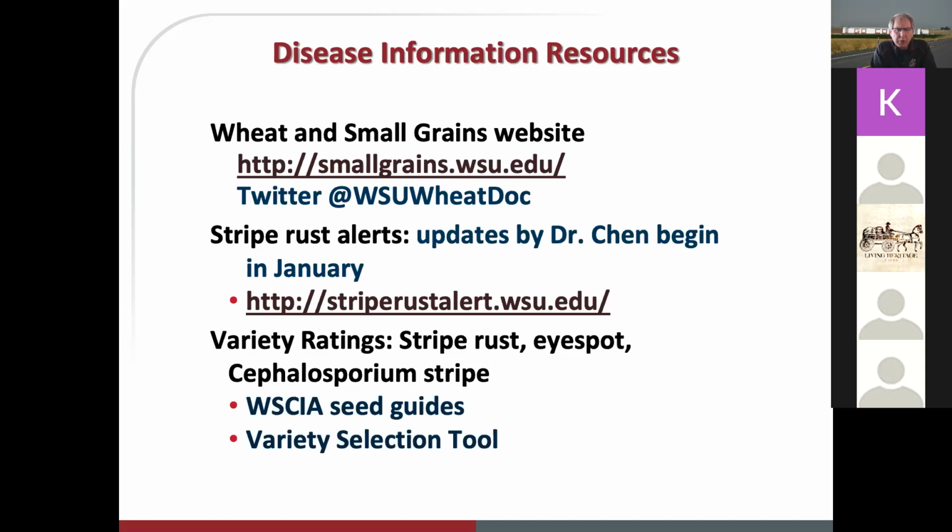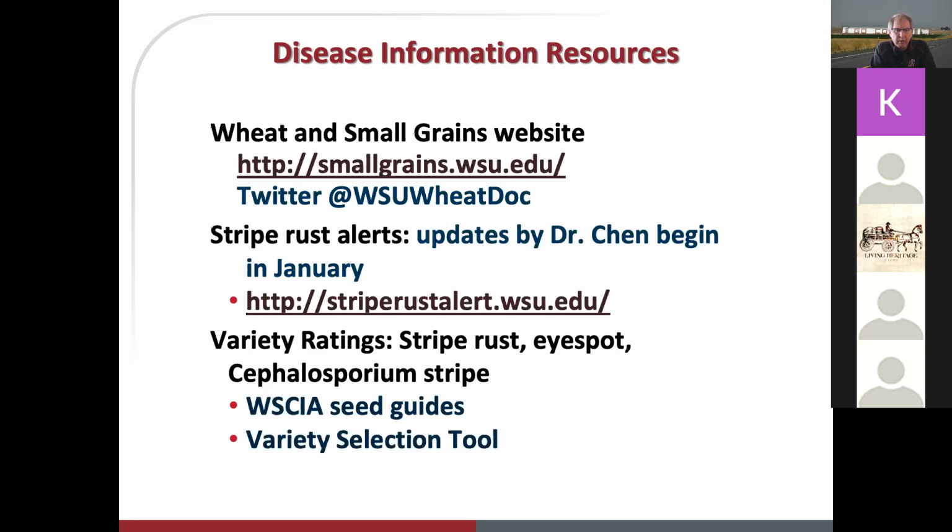Dr. Chen puts out a stripe rust alert beginning in January of each year. You can access that directly at striperustalert.wsu.edu. But every time Dr. Chen puts out an alert, I put something out on our Small Grains website, and I tweet something out so that everyone knows that that's available.